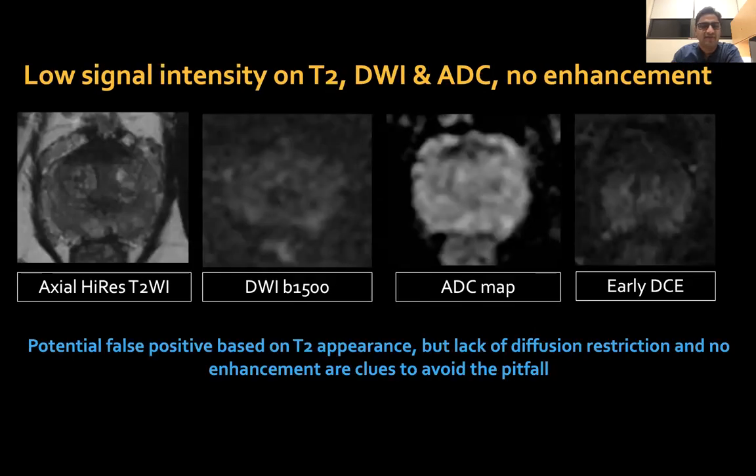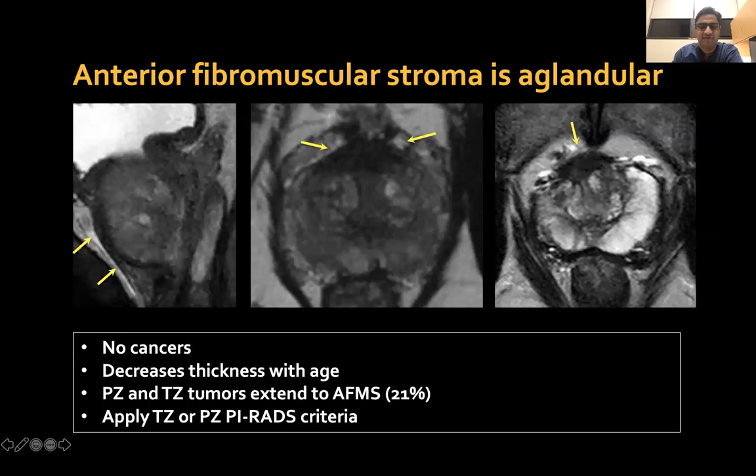So anterior fibromuscular stroma can be thin or can be thick like this. It's low signal intensity on T2 weighted imaging, and on DWI, it is not going to show any restricted diffusion, and there is not going to be any enhancement because it is aglandular. But on ADC, it may look dark, but that is just the T2 blackout phenomenon, because just like any fibroid or fibrous tissue, it would be dark on ADC as well. So similar thing here. Now you need to look at the diffusion weighted imaging.